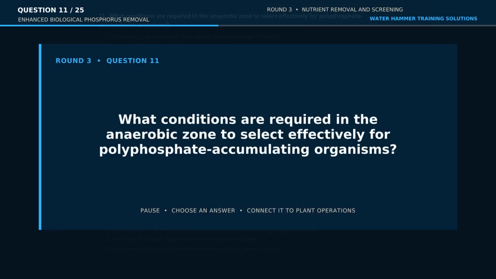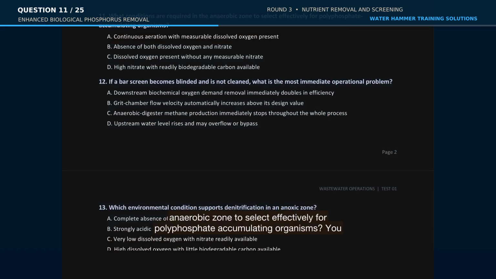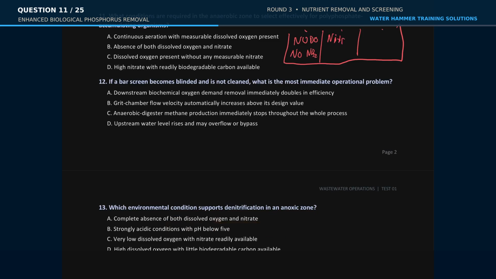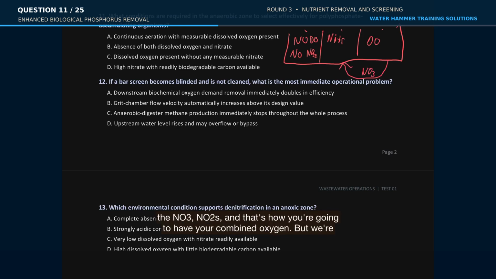Which conditions are required for anaerobic zone to select effectively for polyphosphate accumulating organisms? So you have three zones. You have, again, your anaerobic, anoxic, and aerobic. Your anaerobic zone is going to have no DO, no nitrates, nitrites, NO2, NO3, or any dissolved oxygen. This is going to have nitrates, nitrites, and then this is going to have DO. It's going to recirc, and that's going to give the NO3 and O2, and that's how you're going to have your combined oxygen. But we're talking about the anaerobic zone, which has no DO, no nitrites and nitrates.